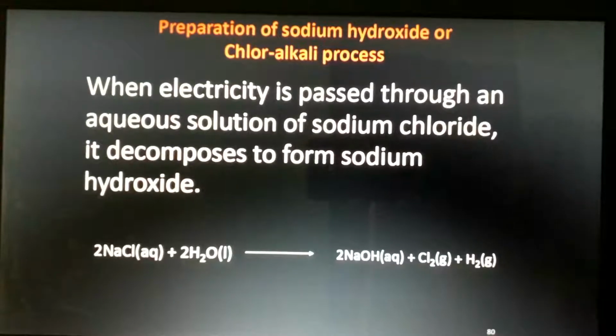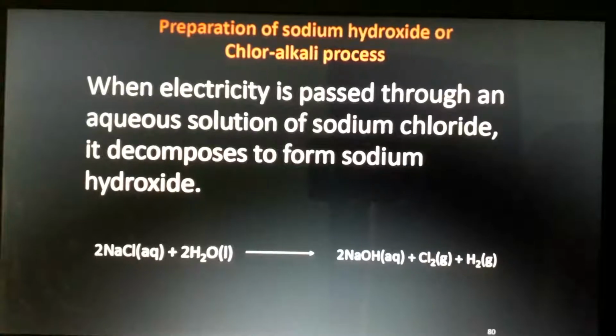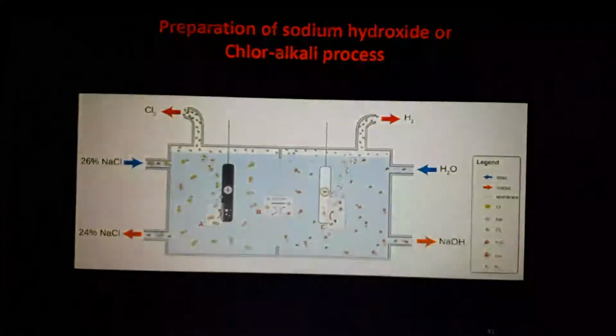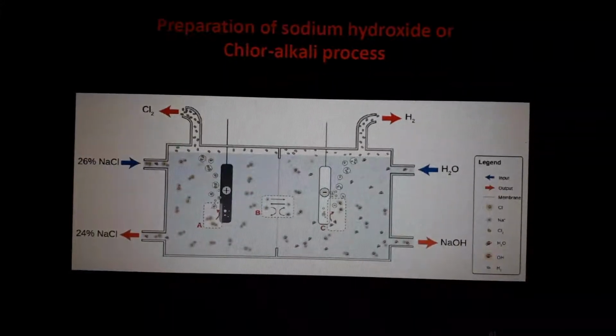And we are getting hydrogen gas also. Hydrogen gas also has a lot of applications in the field of chemistry. Okay? Simple equation, isn't it? 2NaCl plus 2H2O gives NaOH plus Cl2 plus H2. You need to balance the equation. Okay? You need to balance the equation. So this is the method by which we get it.